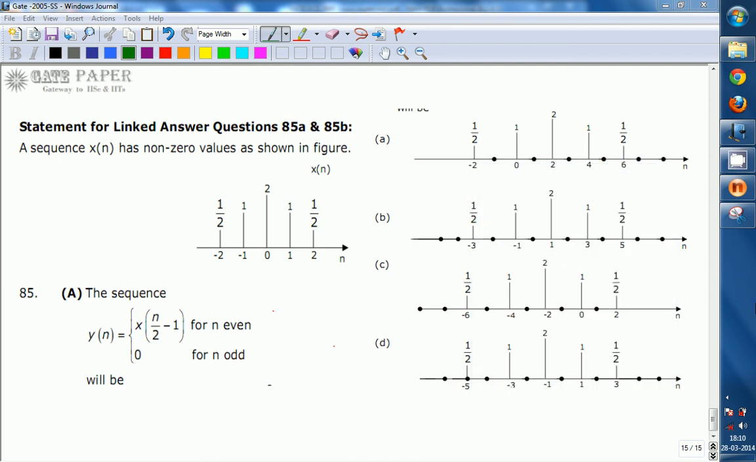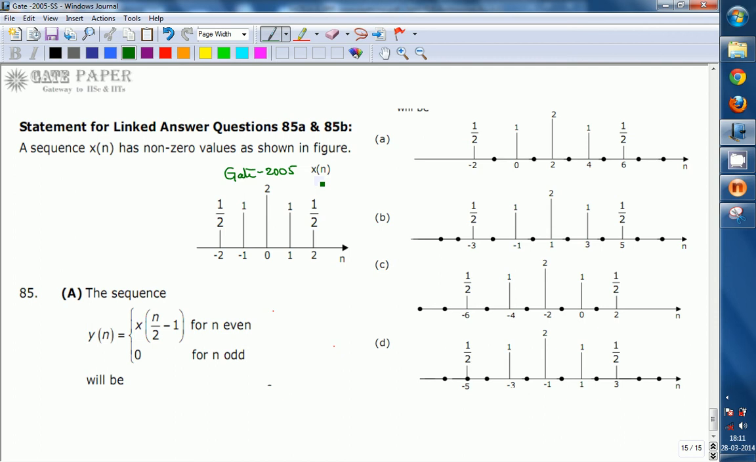Now we are going to discuss the question from signals and systems given in GATE 2005. The common data question, that is linked answer questions on basic discrete time signals. So here a sequence x of n has non-zero values as shown in figure.